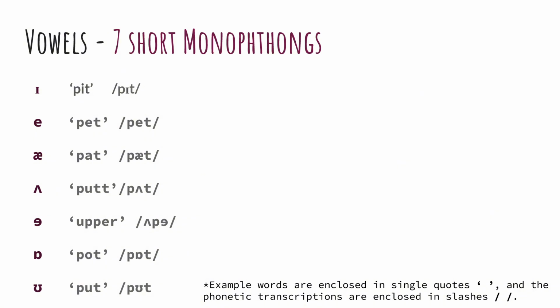So those 7 short monophthongs are e, pit, a, pet, a, pat, a, apple, o, pot, u, put.